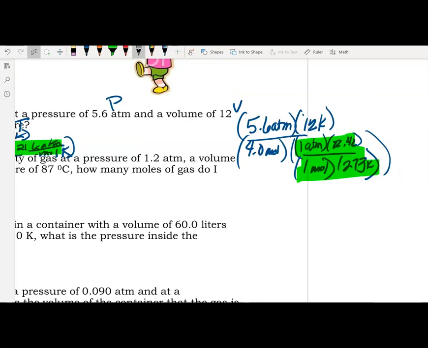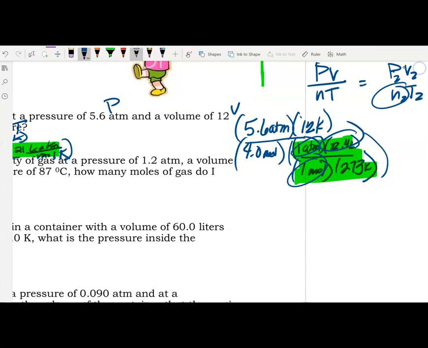You could also set it up so that you had P1V1 over n1T1 equal to P2V2 over n2T2, and P2 would be 1 atmosphere, V2 would be 22.4, n2 would be 1 mole, T2 would be 273. And you could solve it that way. It's all going to come out to be the same. It's just rearranged. Okay?